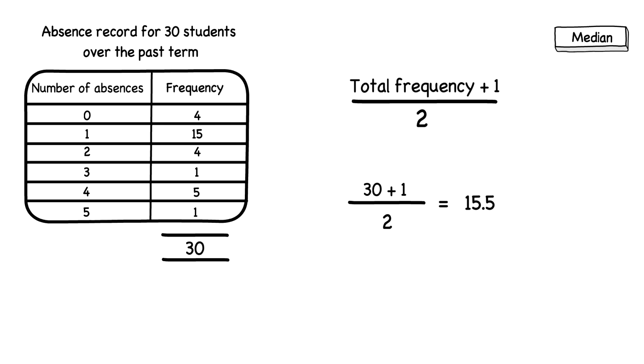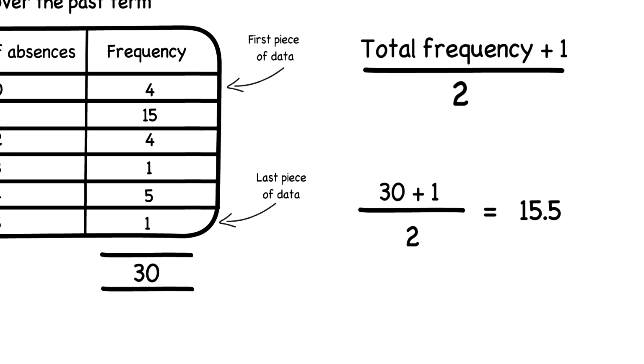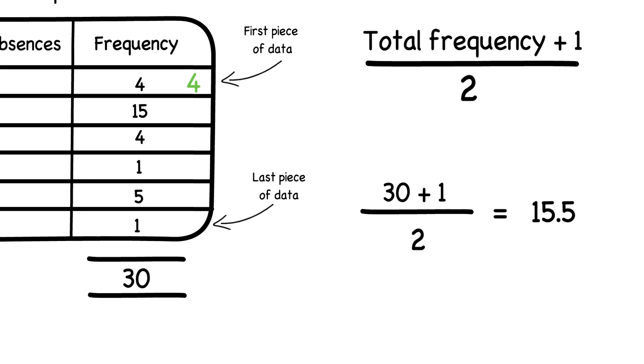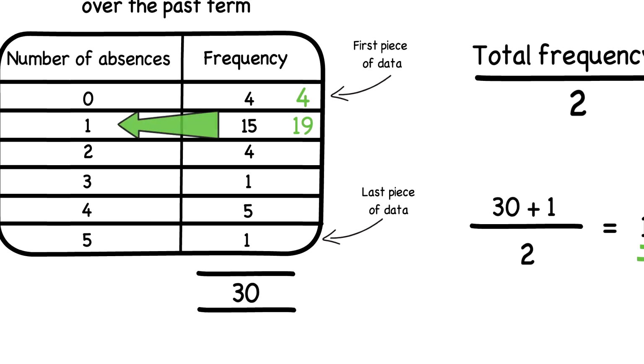This again is not the median. We have to find where that 15.5th piece of data is in our table. Right at the top we've got our first piece of data and right at the bottom we have our last. By doing a quick cumulative frequency calculation, we can see that the 15.5th piece of data would be snuggled in the second row there. That second row corresponds to one number of absences, and again that would be our median, not 15.5.